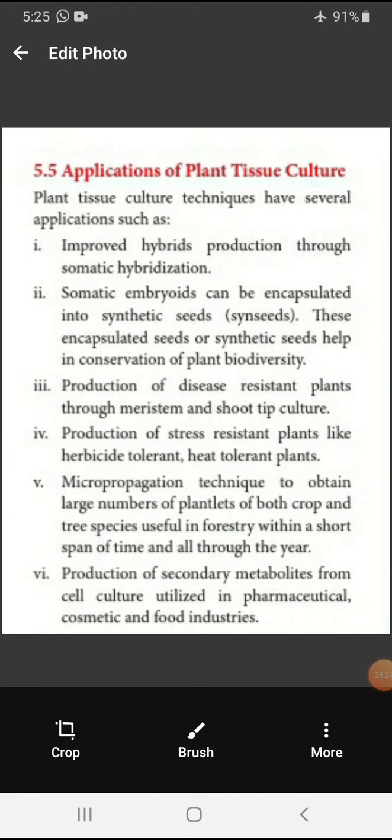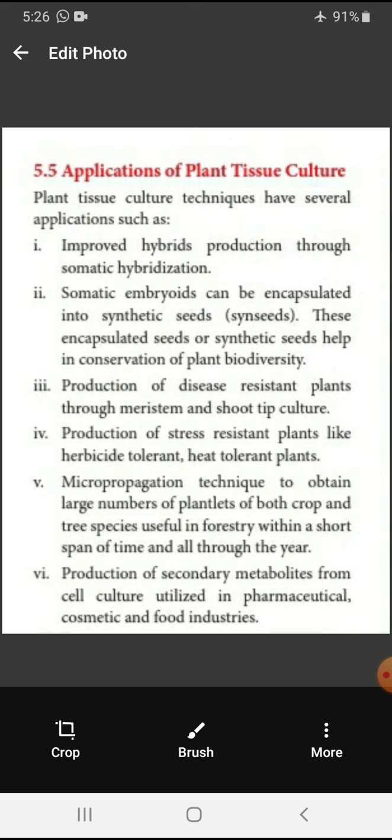Then, applications of plant tissue culture. The plant tissue culture techniques have several applications, such as improved hybrid production through somatic hybridization. This question is an important one. What are the applications of plant tissue culture? First point, improved hybrids.